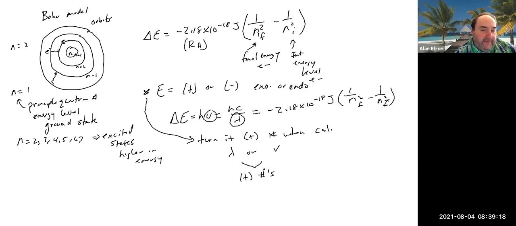Energy, definitely leave the positive or negative, because it's important to indicate exothermic or endothermic. But if you need to carry it through to a calculation, for example, rearranging this to get that the wavelength is hc divided by E, we do want to turn it into a positive number if it's negative, so that we get a positive number here. So that's important, just in terms of those signs. Any questions on that?